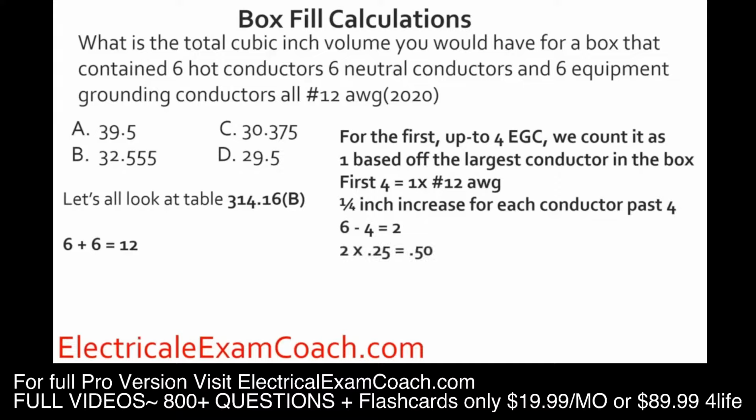For each one of those, it's going to be a 1/4 inch increase. Take 2 multiplied by 0.25, that equals 0.50. Then we have our 1 original. Then we have 0.50 add-on, so that gives us 1.50 grounds. We need to take and add that back to the 12, so we take our 12 plus our 1.50, then we multiply that by the individual volume for a number 12, which is 2.25, and we end up with 30.375.